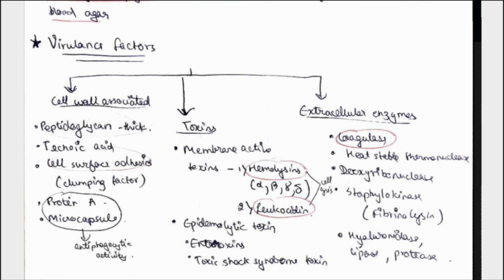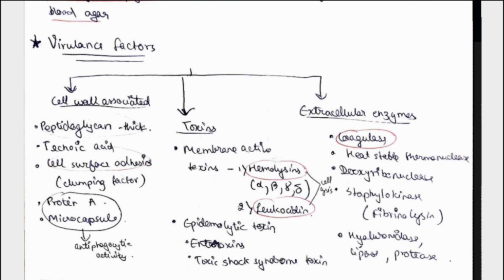The microcapsule and protein A are responsible for antiphagocytic activity, meaning they are not phagocytized by neutrophils and macrophages. Next, coming to the toxins. Toxins are another virulence factor. They act on the membrane. Toxins are hemolysins, that is alpha, beta, gamma and delta. Another one is leukocidin. These are cell lysins, toxins released by the bacteria which cause lysis of our cells and injury to our cells.